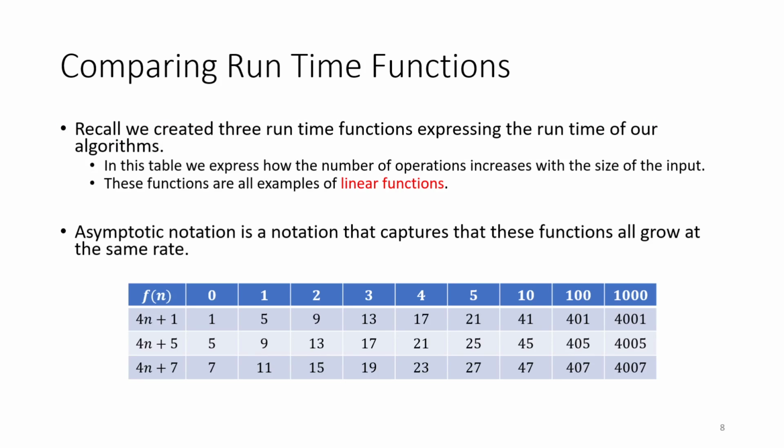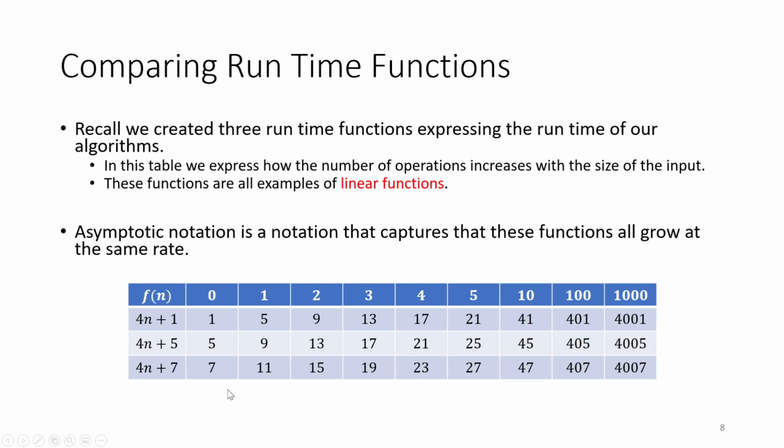To motivate why we want to take a look at this, I want to remind us of the three functions that we came up with for our three algorithms: 4n plus 1, 4n plus 5, and 4n plus 7. If our input size was n, then our minimum algorithm was going to take 4n plus 1 operations in the worst case. And for an input size of n, our sequential search algorithm might take a different number of operations expressed by 4n plus 5, and so on. The last one, I believe, was for our string equals algorithm.